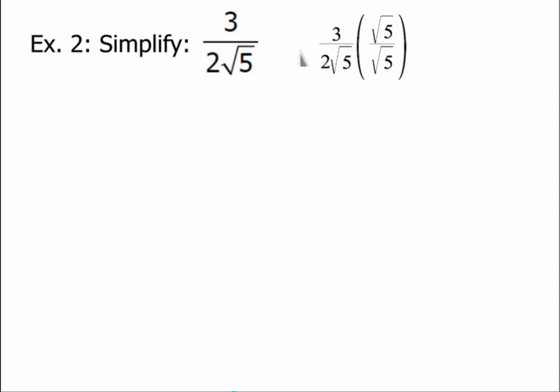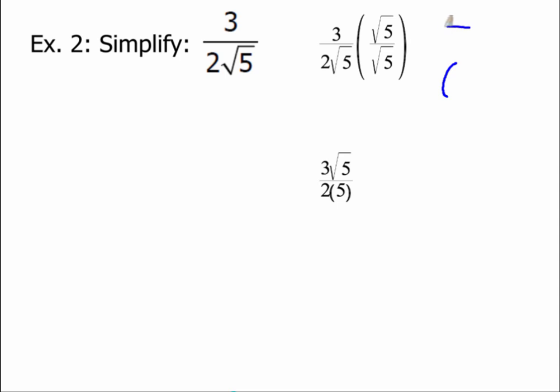I'm going to take my expression here, 3 over 2 square root of 5, and multiply top and bottom by square root of 5. So if I work this out, on top, 3 times square root of 5 is just 3 square root of 5, and 2 square root of 5 times square root of 5, if I think about this, square root of 5 times square root of 5 is just 5. Because if you think about it, what does that mean?